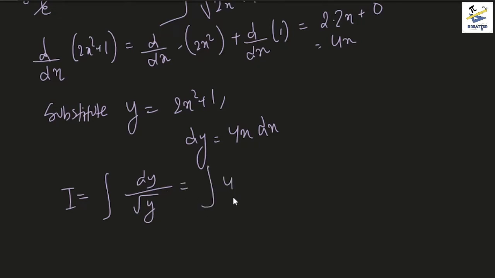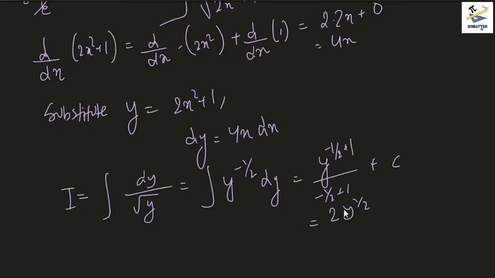But this just means that it's y to the power minus half dy, and using the rule we can write it as y to the power minus half plus 1 by minus half plus 1, plus c, which is basically y to the power half, and this becomes 2 because it's a half in the denominator. We can substitute back our answer to find it's just 2 into root over 2x square plus 1 plus c.